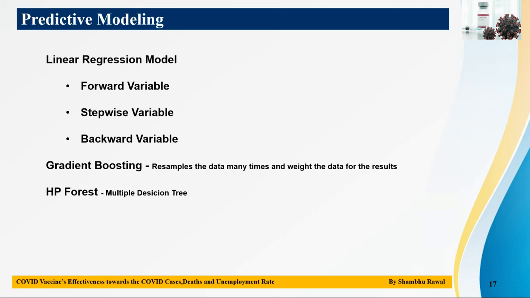Gradient boosting model. The other model I'm going to analyze. The model resamples the data set many times and uses the weight data to get the results. The last model I used, the HP forest, is used to make a final decision from the many decision trees. Multiple decision trees were built on the training dataset, and the final decision tree was created based on the majority vote of the other decision trees.